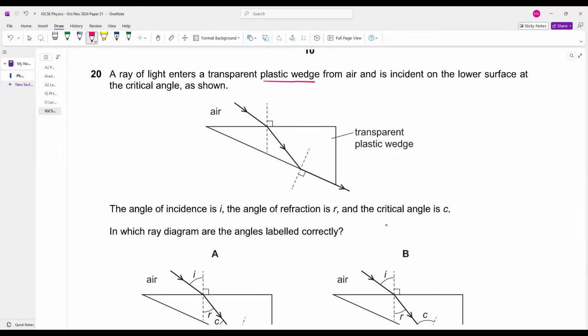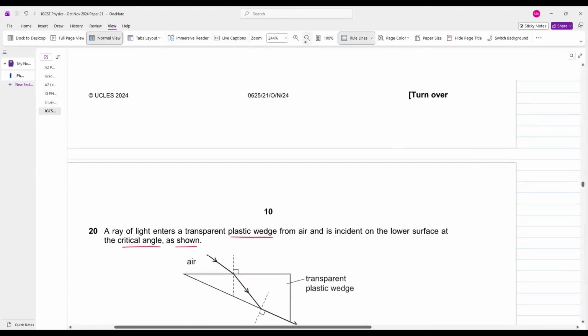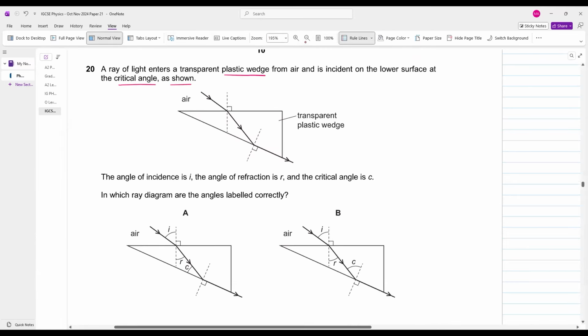Let's further move ahead. A ray of light enters a transparent plastic wedge from air and is incident on the lower surface at the critical angle as shown. Perfect. So the ray of light is incident at the critical angle here. The angle of incidence I, the angle of reflection R, and the critical angle C, in which diagram are the angles correctly labeled? So let's mark it ourselves.